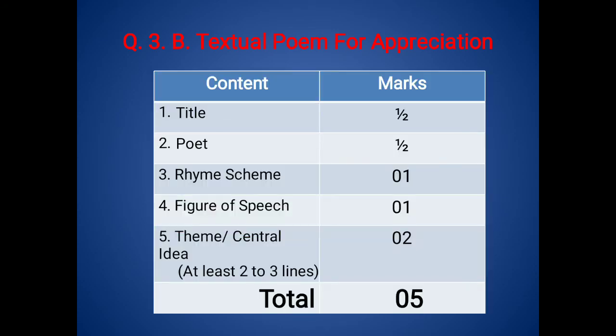The first point is the title of the poem. It carries half a mark. The second point here is the poet. You should know the name of the poet. Third point, rhyme scheme. You have to think about the rhyme scheme stanza-wise. In each stanza, you have to find out which rhyme scheme was used by the poet. How to find out the rhyme scheme, you know it very well. It depends on the rhyming pairs, rhyming words. So according to that, you have to find out the rhyme scheme.